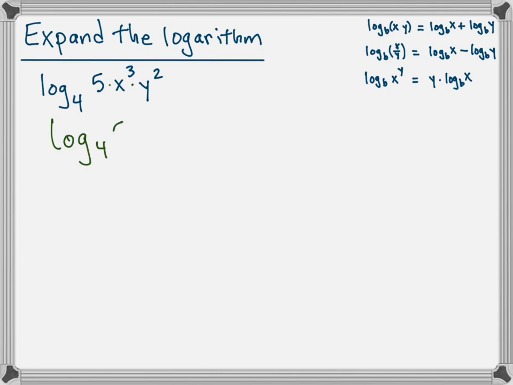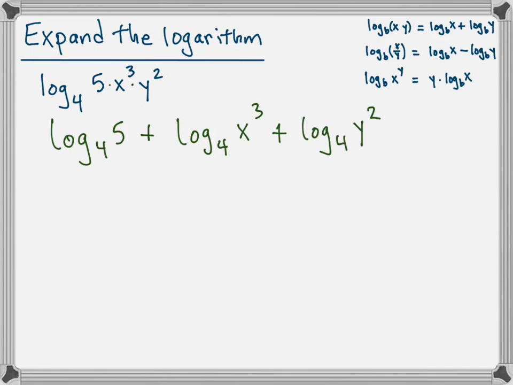Log base 4 of 5. Since it's a product, we're going to add those. Log base 4 of x to the third, and then plus log base 4 of y squared. So that's using the product rule, rule number 1 for our logarithms. Typically, you're going to use rule number 1 or number 2 first in your expansion.